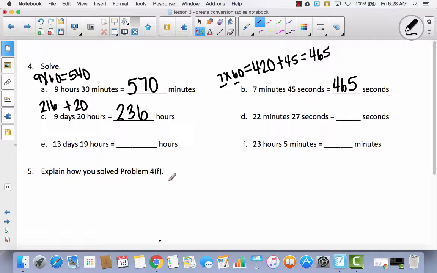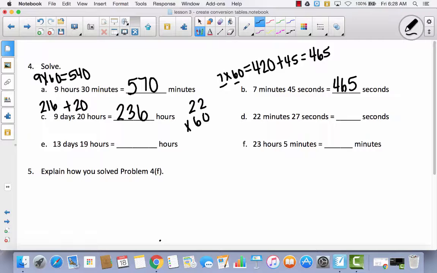All right, so for D, we have 22 minutes. Hopefully you've already tried to do this one by yourself. So you know that there are 60 seconds in 1 minute. So the rule is to take 22 times 60. So we could look back and see if we couldn't do a little bit of addition, but I really think that this would probably be the easiest way. Let's just do 22 times 60.